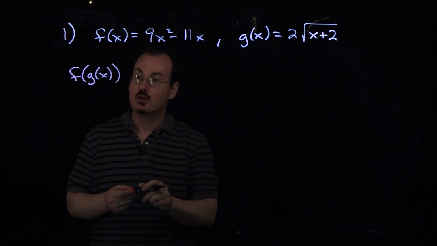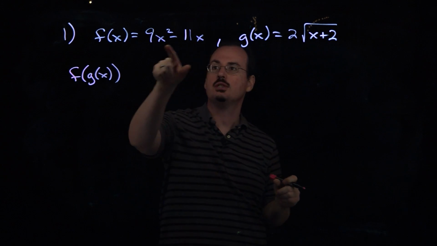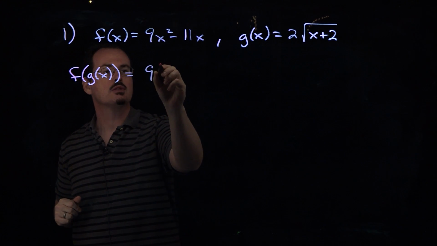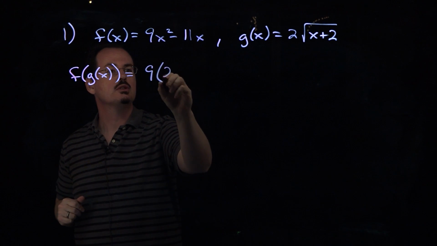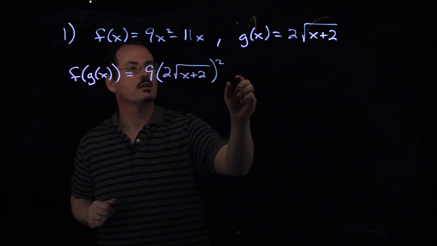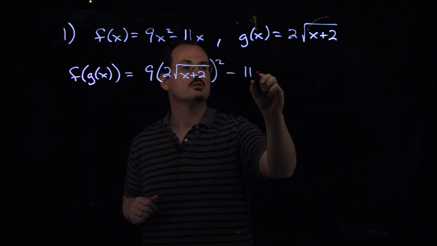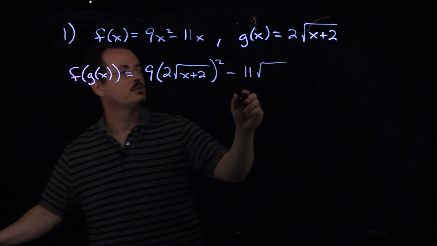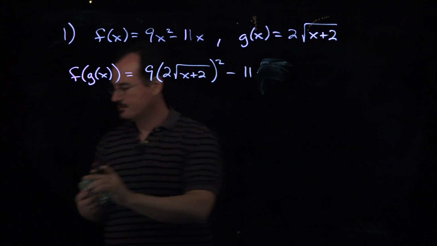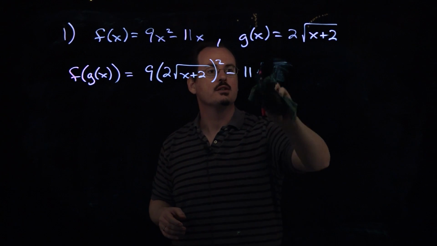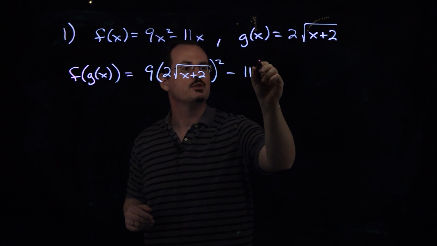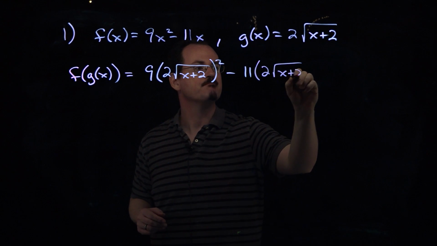Remember what this is. We want to take the g function and insert it into the f function wherever we see an x. So we're going to get 9 times, we'll take that whole thing, 2 square root x plus 2, squared, minus 11 times 2 square root x plus 2. I've got to plug the whole function in there.